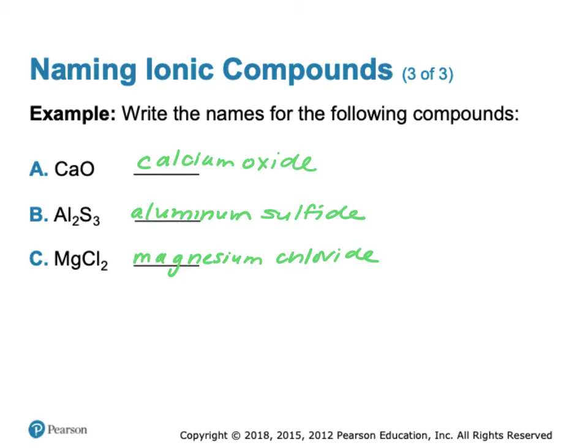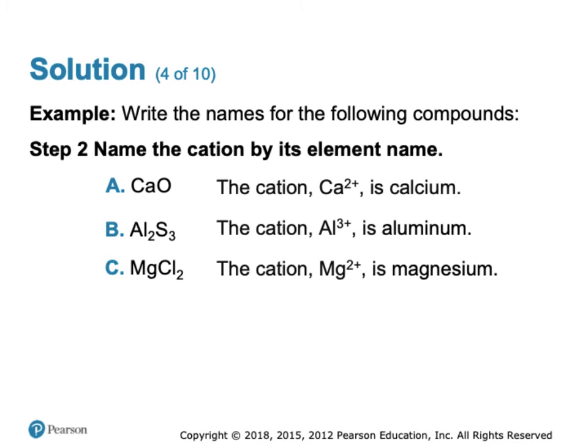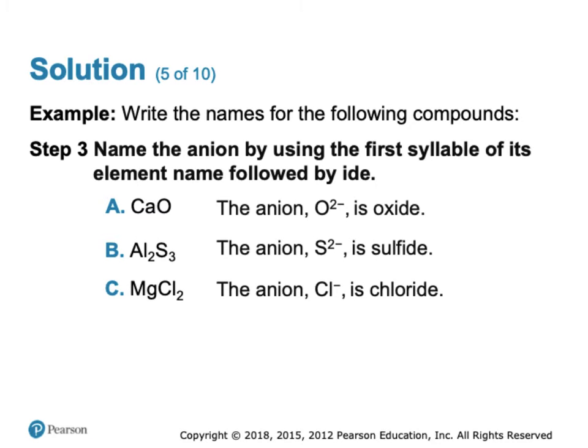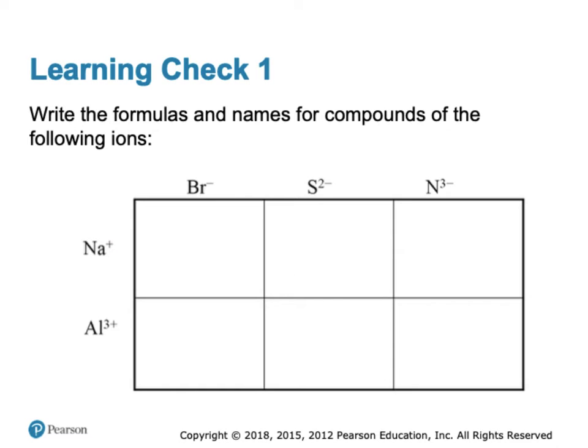The next couple of slides step you through identifying what will form the cation, which is the metal, and what will form the anion, which is the nonmetal. Here you are identifying the cation and the anion, and then putting them together to name the cation and the anion and generate the names that I had in the previous slide. All right, here's a learning check. Write the formulas and names for the compounds of the following ions. Pause your video, write your molecular formulas, and then the subsequent name.